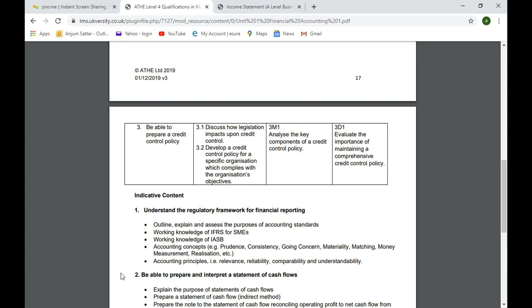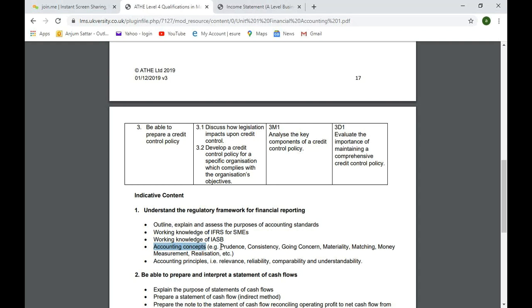For the sake of your knowledge, we prepare financial statements under International Accounting Standard 1, which shows the presentation and preparation of financial statements: how we can present and prepare them, and financial statements should always provide true and fair information to our users. IFRS is the International Financial Reporting Standard for small and medium enterprises. IASB is the International Accounting Standards Board, which sets the standards.